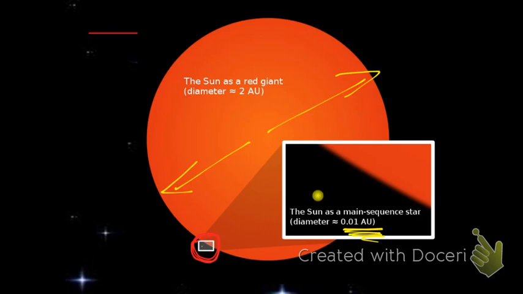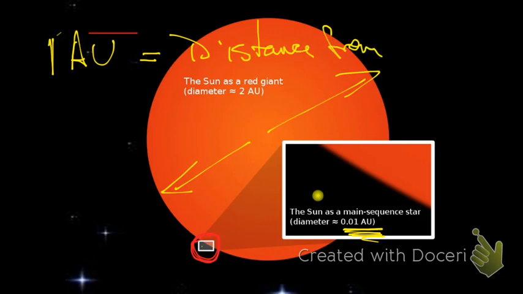Alan said to me, what is this AU unit? AU stands for astronomical unit. Can anybody remember what the size of the astronomical unit is? One astronomical unit equals the distance from Earth to the Sun. So the Sun is only 0.01 of the distance between us and now. When it gets to a red giant, it's 2 astronomical units. So in other words, if the Sun was there, now, that's where Earth would be.